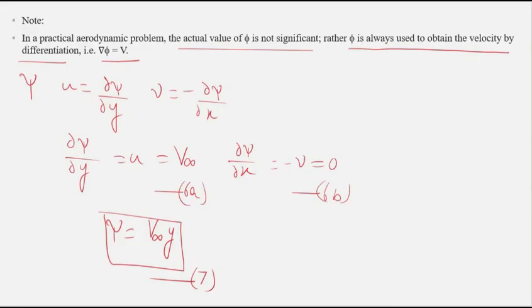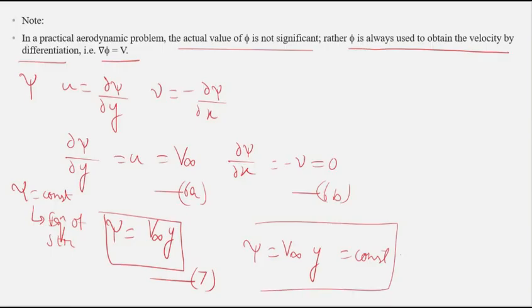Now one thing we know is that if I say psi is equal to constant, this would be my equation of streamline, correct? So I can write it as psi is equal to V infinity y is equal to constant. Yes, the streamline for uniform flow can be given by this equation. Because V infinity is itself constant, the streamlines can be mathematically written as y is equal to constant.